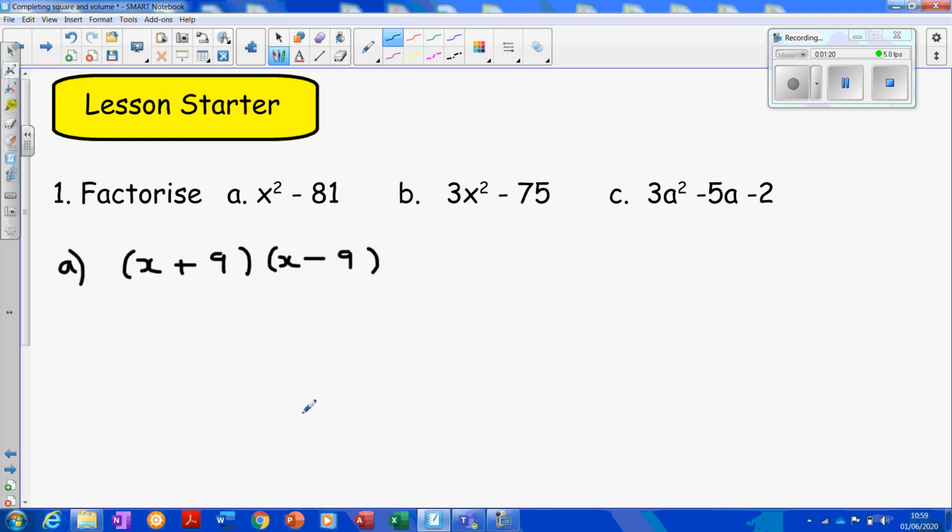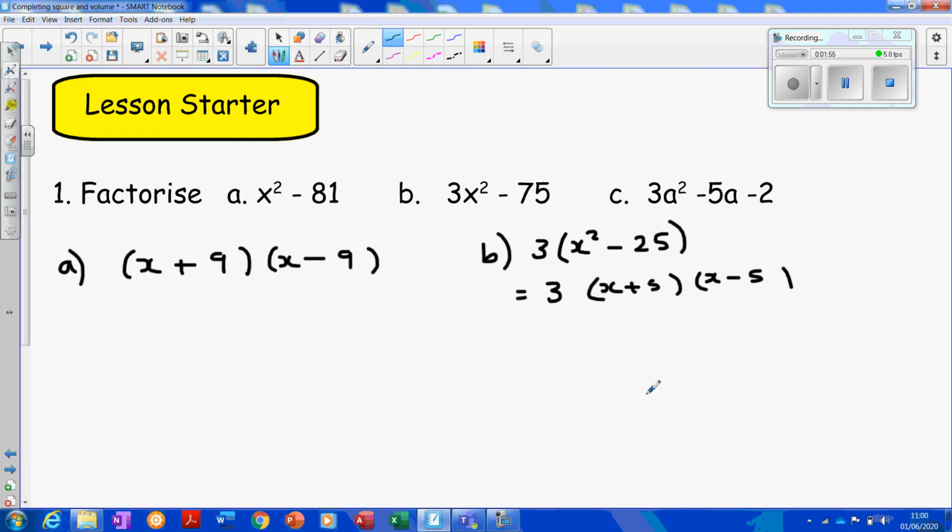Part B, we've got 3x squared minus 75. So two terms, 3 is not a square number, 75 is not a square number, so it must be a common factor. 3 divides into 75, so the common factor is 3, and that becomes x squared minus 25. Now, when you look at that, it's a difference of two squares. So take the square root of x squared, which is x, square root of 25, which is 5. One bracket is positive and one bracket is negative.